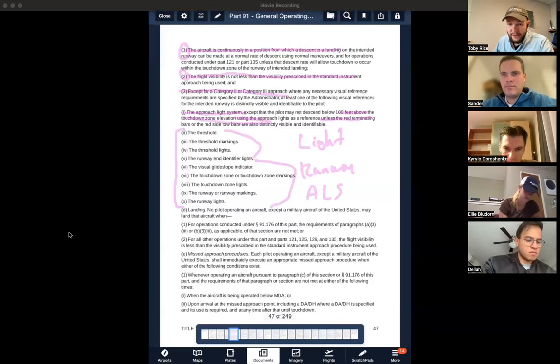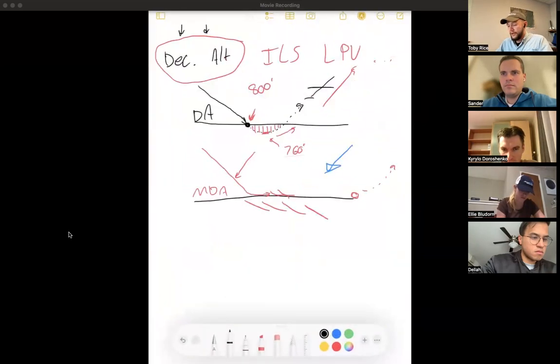But you can't go any lower than that until you see the red terminating bars or the end of the runway. So there's some of that. Now, this being said, if I go back to my drawing here, one of the common things that I see people do on a non-precision approach, a 2D approach, is they will descend to the MDA and they will level off, and then they will start to get nervous.